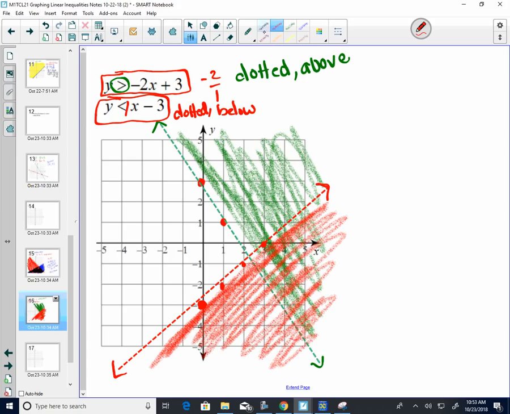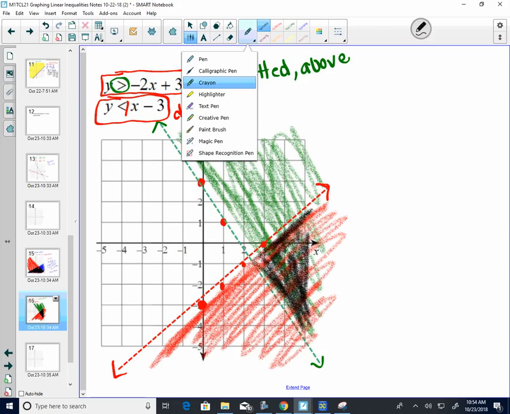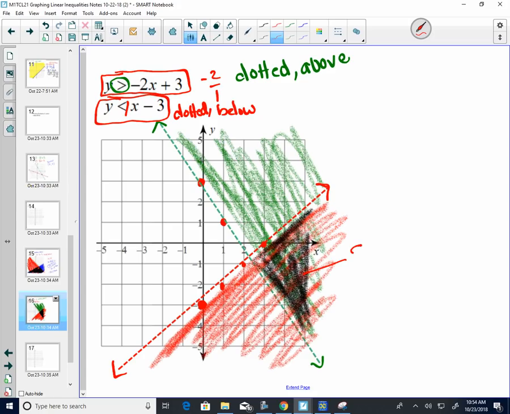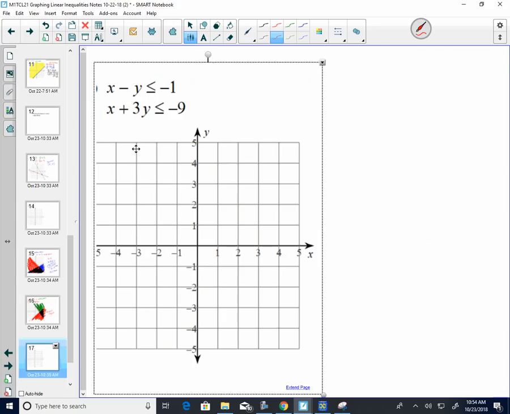And so we can see that the area that they have in common is right here, where both colors end up being. And so this is our solution region. So I could pick any point in this area and put it into both of my inequalities, and it would make both of my inequalities true. And then finally, the last type that you're going to have are ones that you have to solve for y. And we'll work those out in class together.